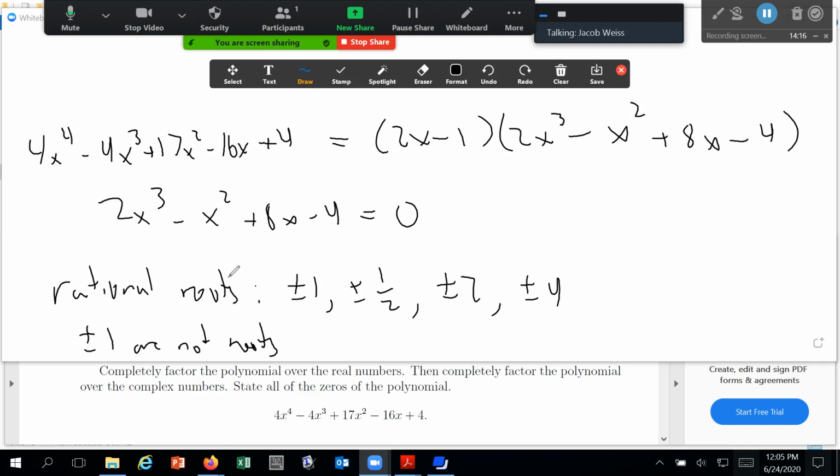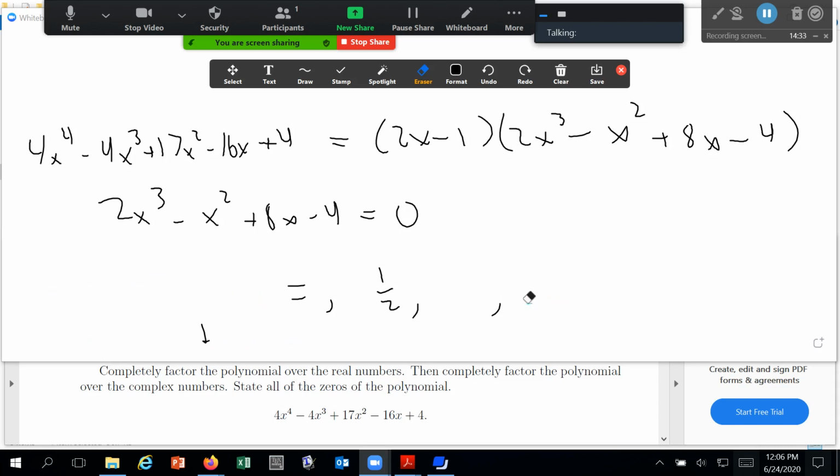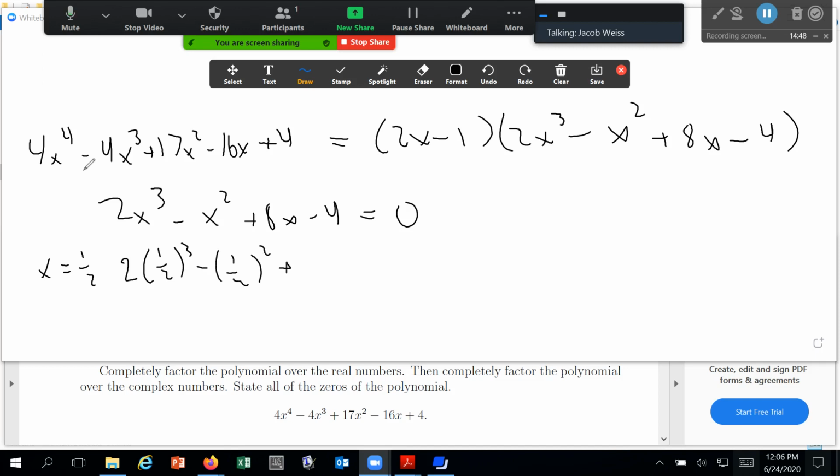1/2 was a root of the original, but that doesn't mean that it can't be a root to this one also. Okay, and so let's check x equals 1/2 again. So this would be 2 times 1/2 to the third power minus 1/2 squared plus 8 times 1/2 minus 4.